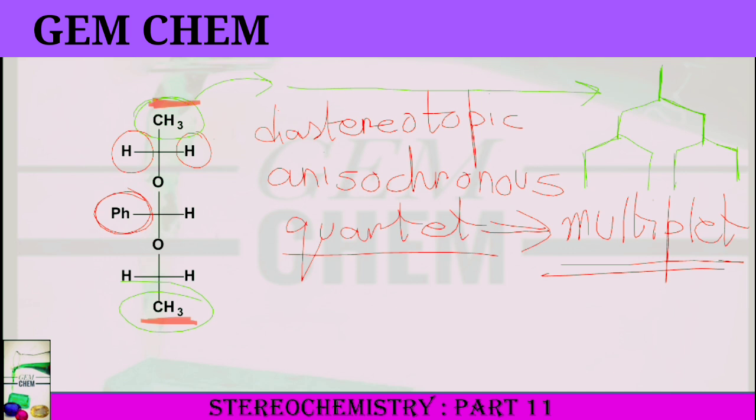So these were the different examples required to be discussed with NMR and heterotopicity. Hope this was helpful. In the next video, we are going to deal with isogamy and anisogamy.